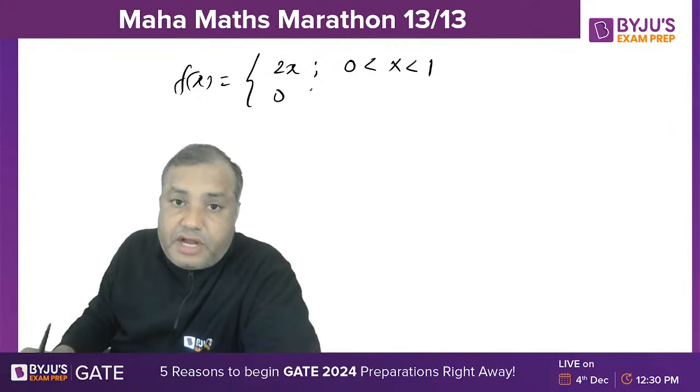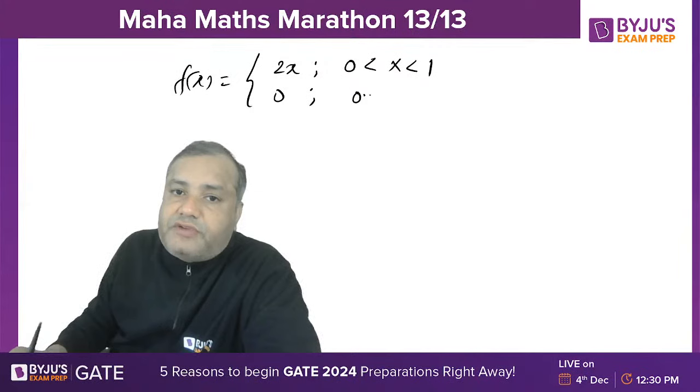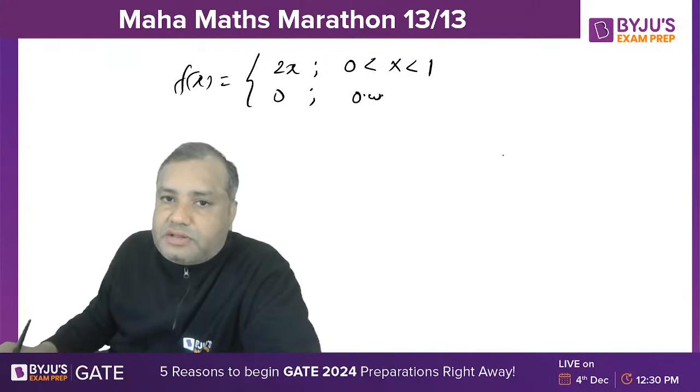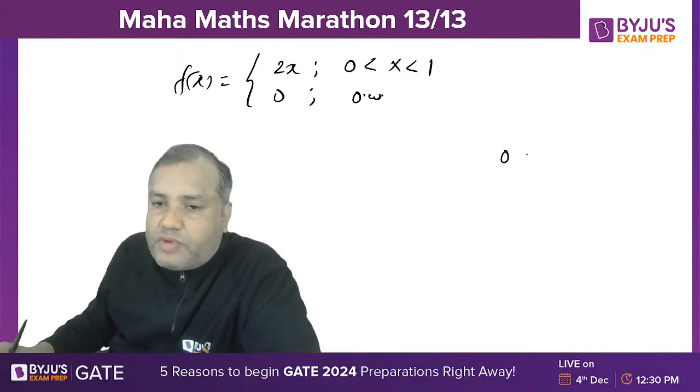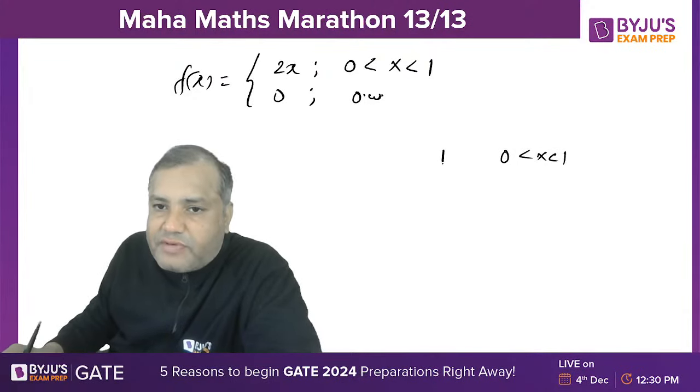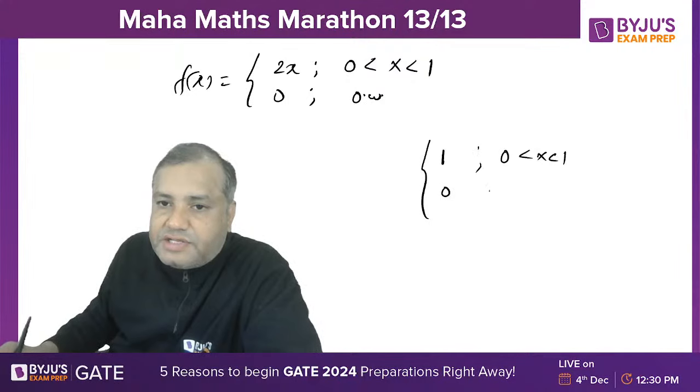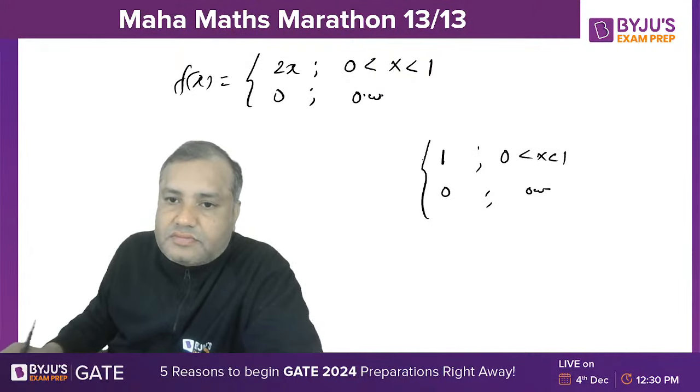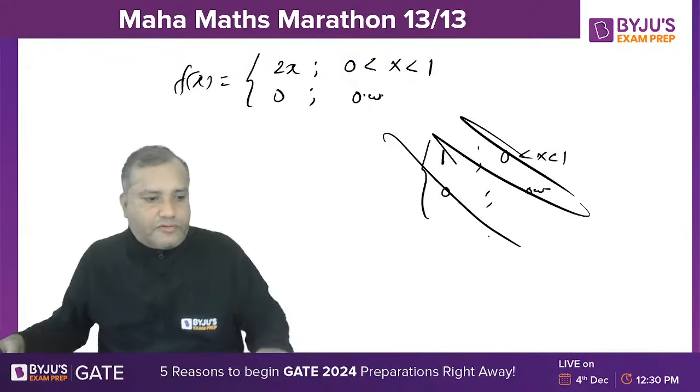If it were a uniform distribution, then in the interval 0 to 1, the height is fixed, that is 1 by 1, that is 1, and 0 otherwise. This is not given, right? You cannot follow that.